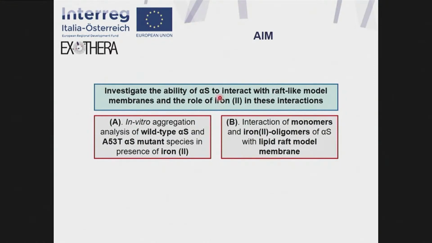We also compared the activity of the wild-type alpha-synuclein with a mutated species, A53T, a mutated form of alpha-synuclein carrying a missense point mutation, with an amino acid substitution at position 53. It is a protein that usually shows a better propensity to aggregation.